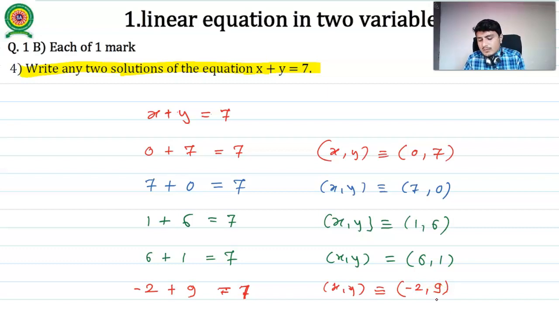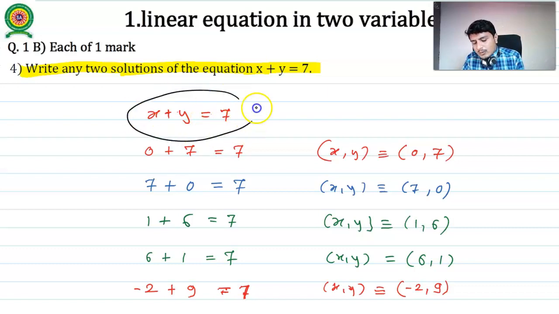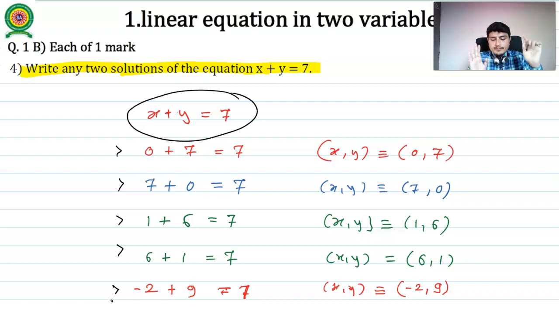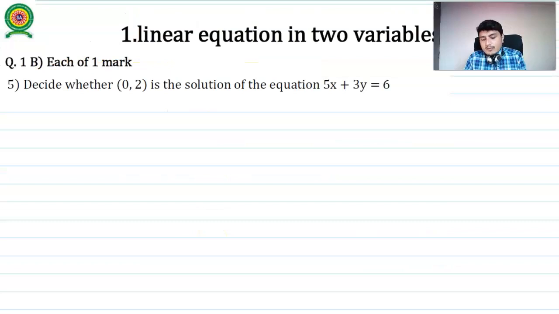That means once we are given a single linear equation in two variable, it has infinitely many solutions. Among the given solutions, you may choose any two, or you may choose your own value of x and evaluate y such that their addition becomes 7. Keep this in mind. Now look at question number 5.